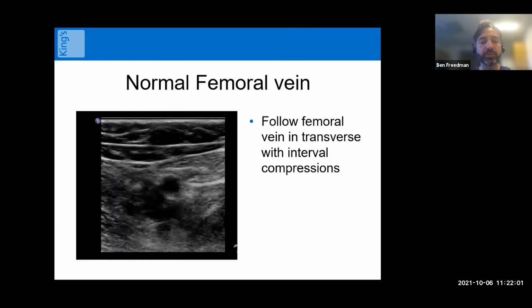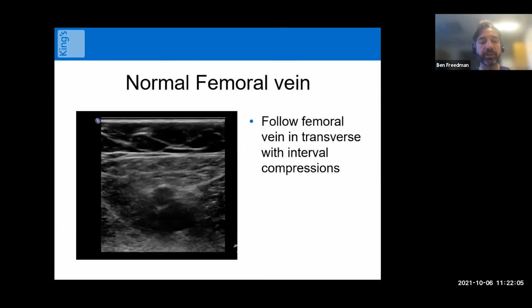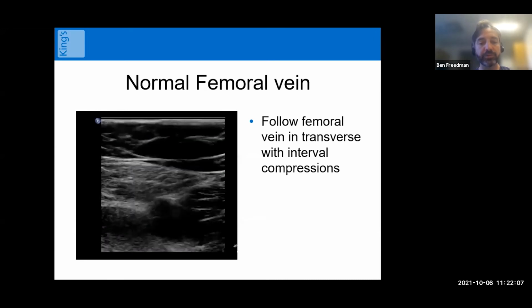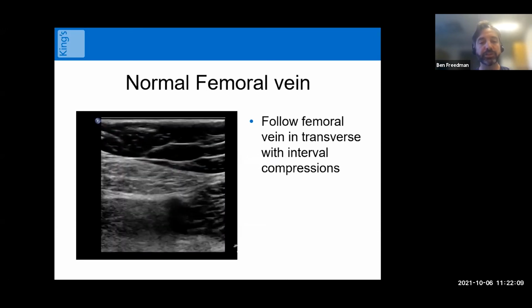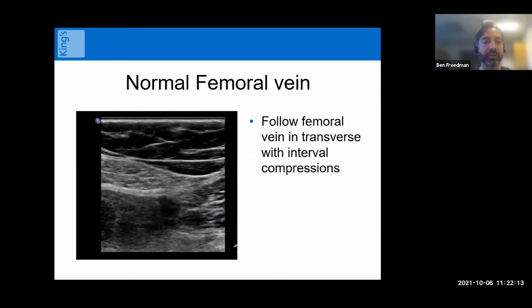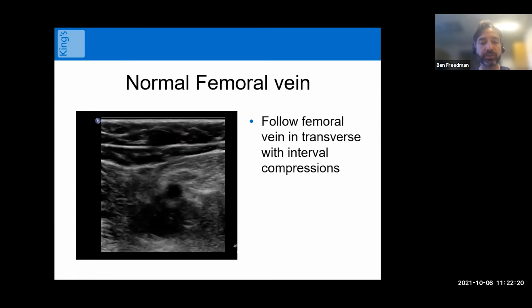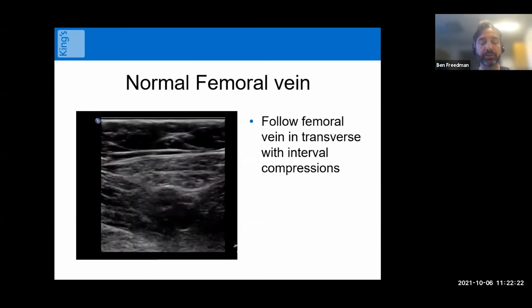And so all we do is we work our way down the femoral vein. So you can see here the vein being compressed at roughly 2 to 3 centimeter intervals as we work our way down the thigh of the patient. And that is again showing, I'll just run that again, showing the femoral vein compressing nice and cleanly all the way down the thigh.